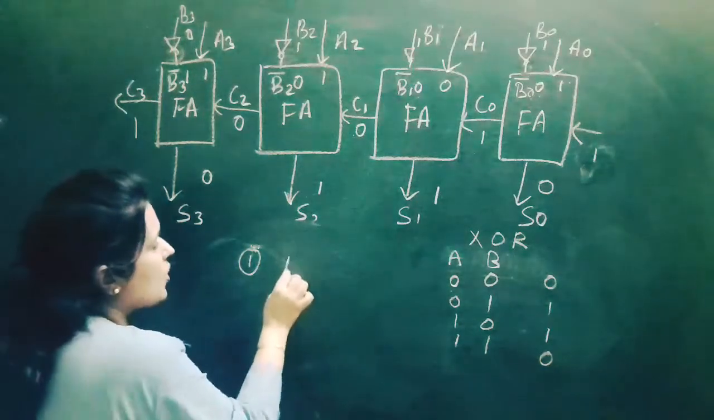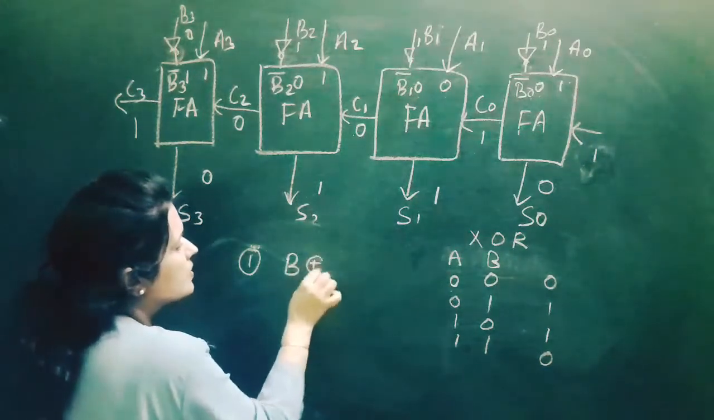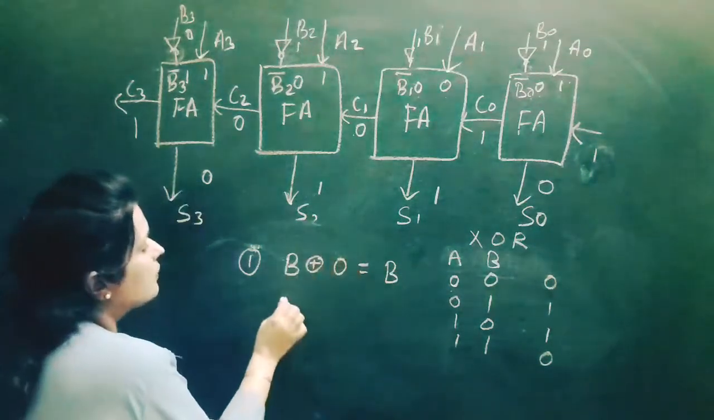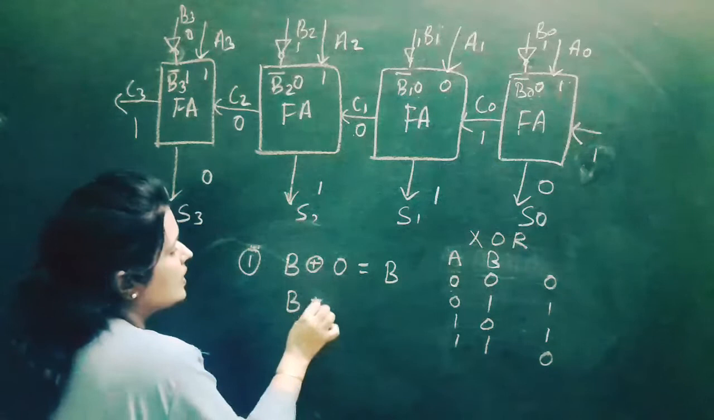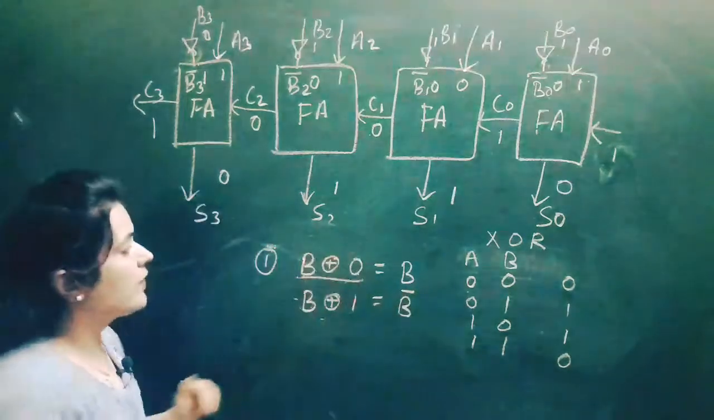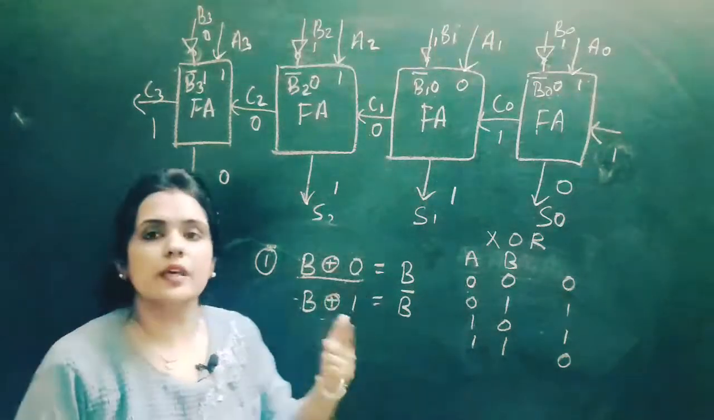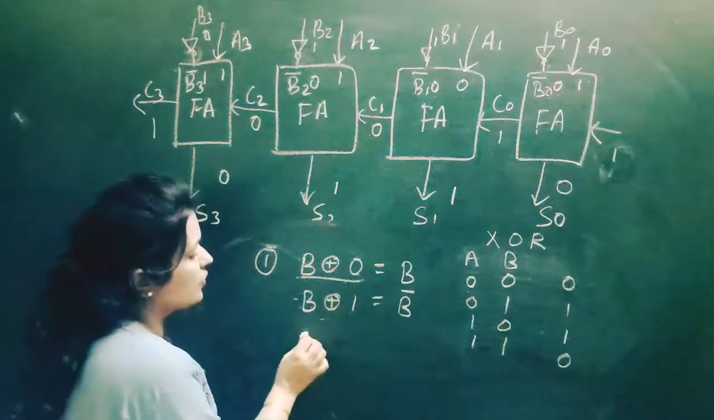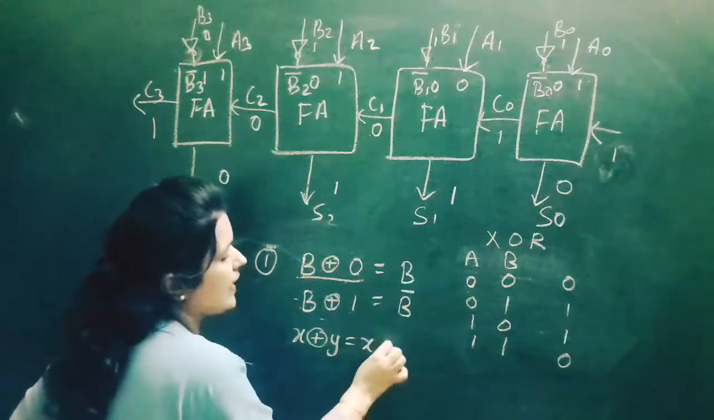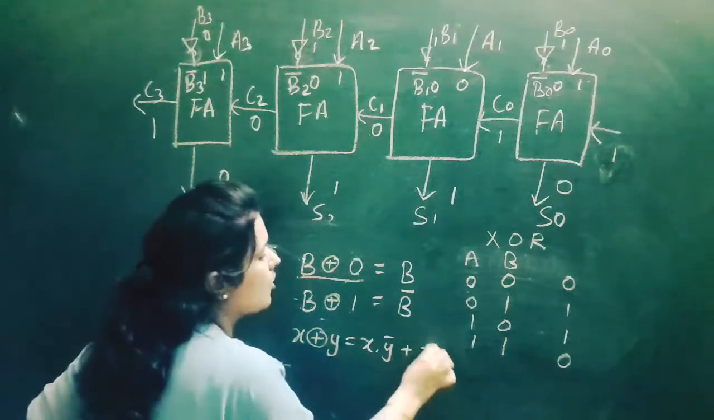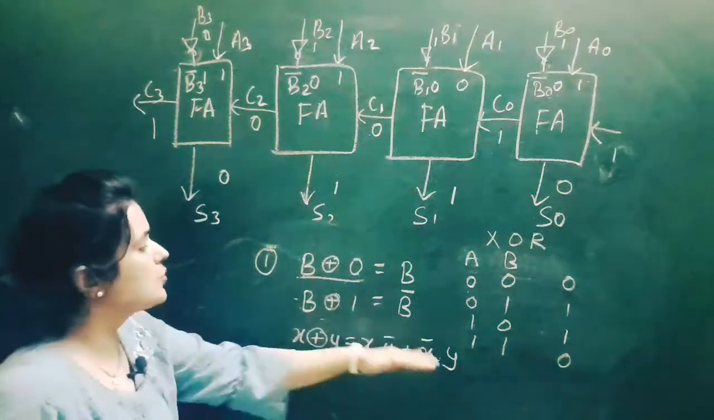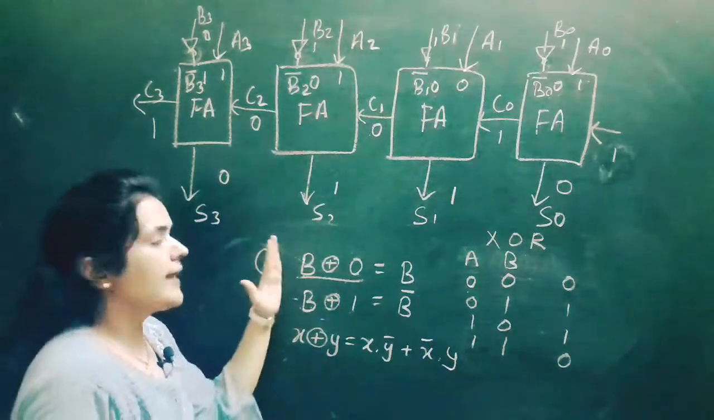When we XOR any variable with 0, what do we get? We get simply that variable. But when we XOR any variable with 1, we get the complement of that variable. You can verify these results using the equation of the XOR gate. What is the equation of the XOR gate? X XOR Y is equal to X and Y's complement, or X complement and Y. So you can verify both of these results using this equation, and we will get these results.